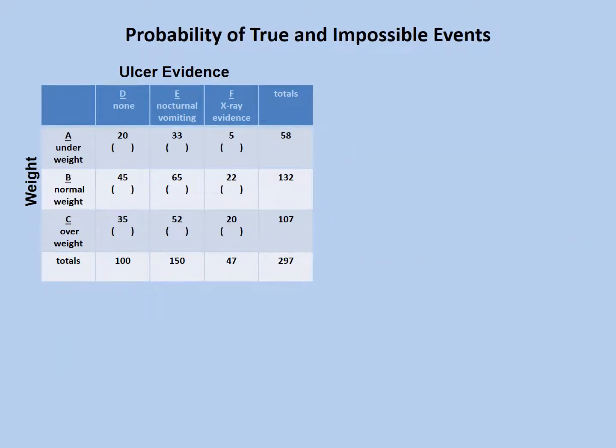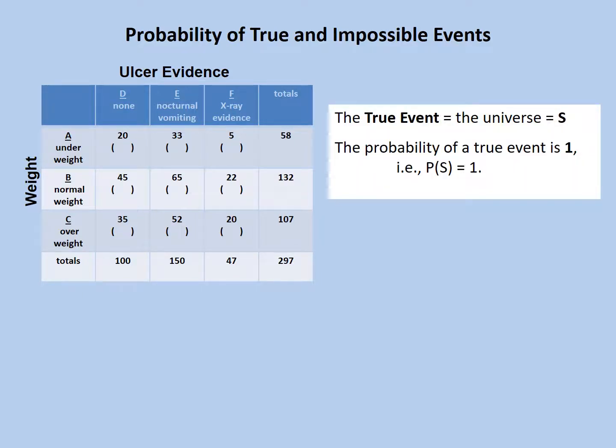We will now talk about the probability of true and impossible events, and we will do this again in the context of our two-way classification table relating weight to ulcer evidence. The true event is an event that always has to happen. We sometimes refer to this as the universe and denote it by S. The probability of a true event is 1. In other words, P of S is equal to 1, always.